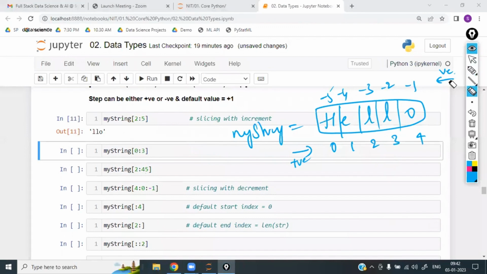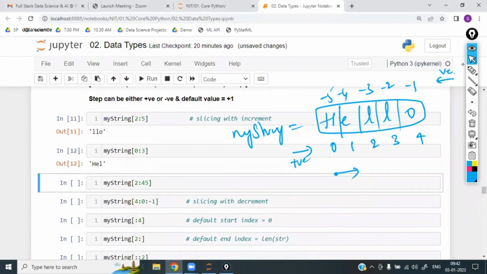Next, my string 0 to 3. Now again, 0 means keep a dot at 0. Positive direction or negative direction? Till 3 means 3 should not be included. What should be included then? 0, 1, 2. What is there at 0, 1, 2? H-E-L. Keep the H-E-L. Done.